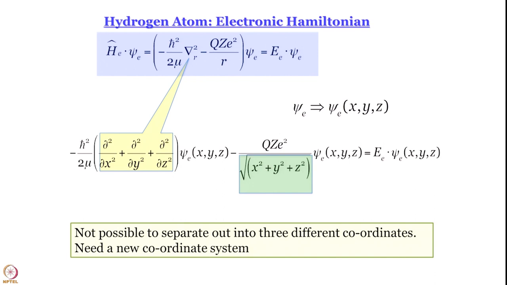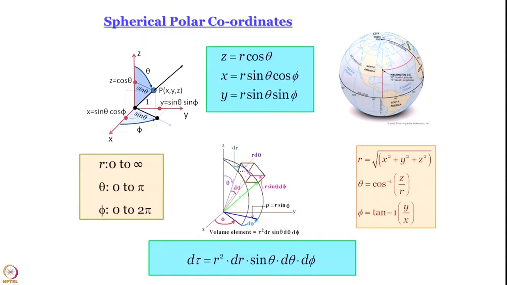So, because of this problematic term, it is not possible to separate out the Hamiltonian into three different coordinates. We cannot proceed further even with the hydrogen atom if we stick to Cartesian coordinates. So, we need to use a new coordinate system. What will this coordinate system be? Well, it is not really new. We are already familiar with it. The coordinate system that we are going to use is spherical polar coordinates.